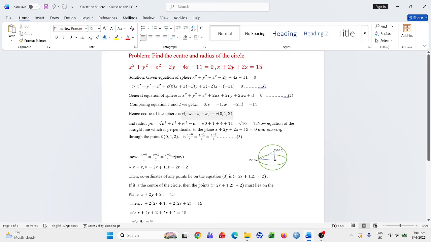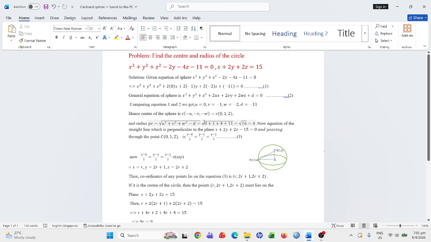minus u, minus v, minus w. It is denoted by c. You can denote it by any alphabet; I choose the alphabet c. Then the center c is (0, 1, 2), since u equal to 0, v equal to -1, w equal to -2, and minus minus is equal to plus. So (0, 1, 2) is the center of the sphere.